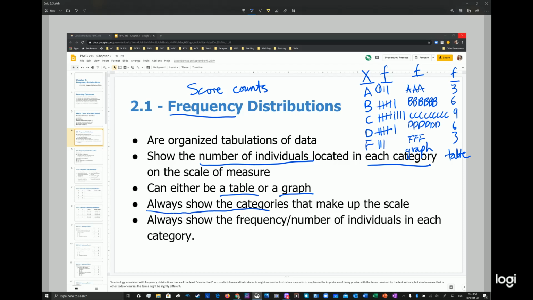We always show the categories that make up the scale. In this case, the categories are letter grades based on percentages. And we always show the frequency of the number of individuals in each category. So that is, for each category, we have to count whether there are participants in the group that had that score in that category. So it's like saying, did anybody get A's in that class? Or did anybody fail the class? And whatever number you give answers that question. And that's showing the frequency. And that's what we're talking about, score counts.